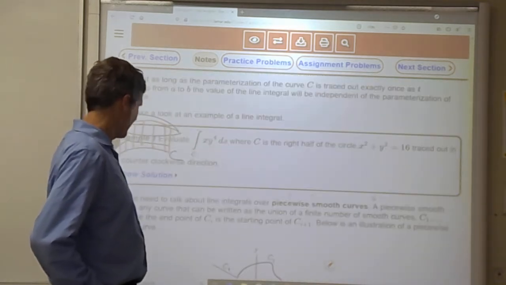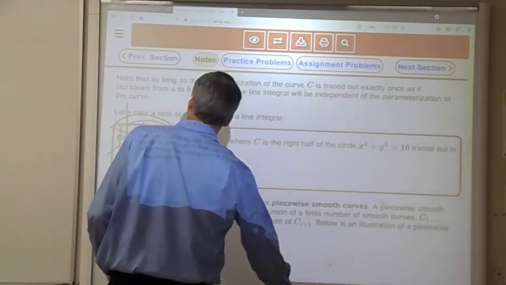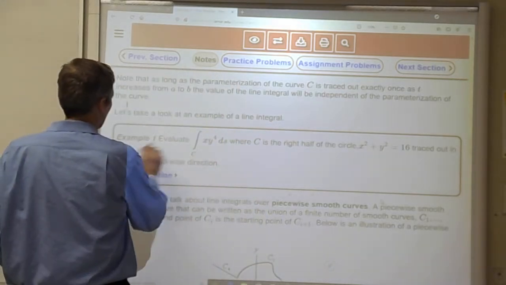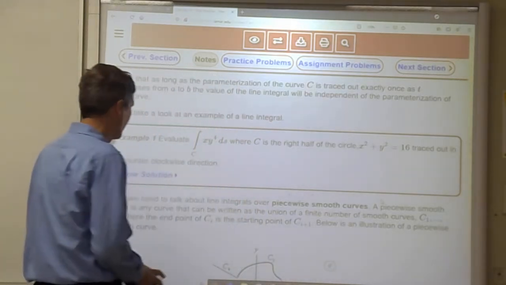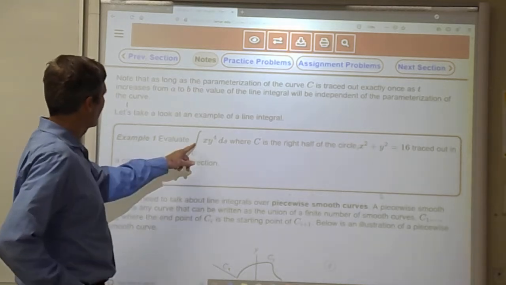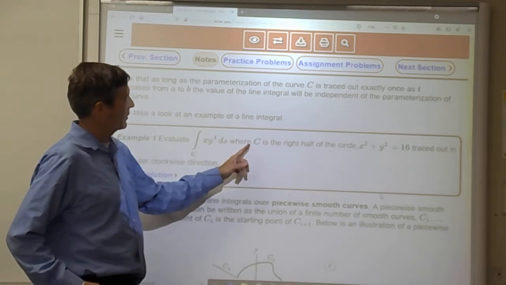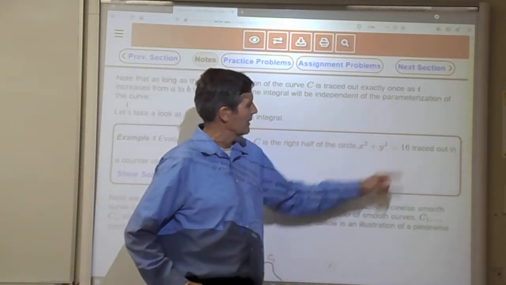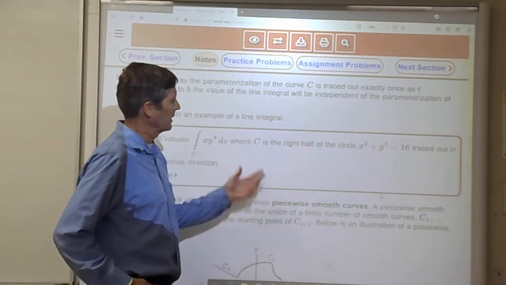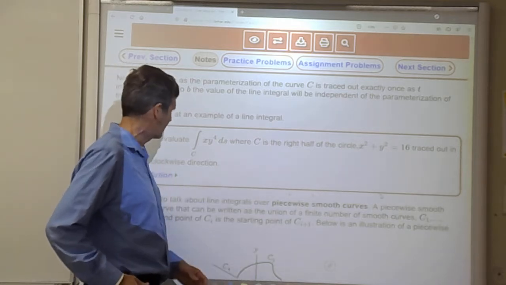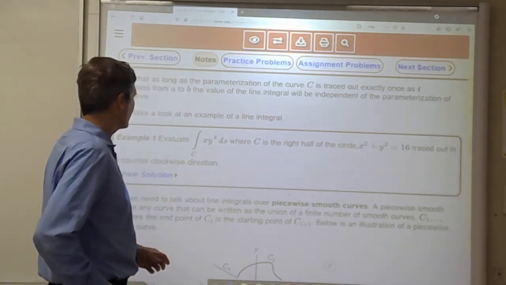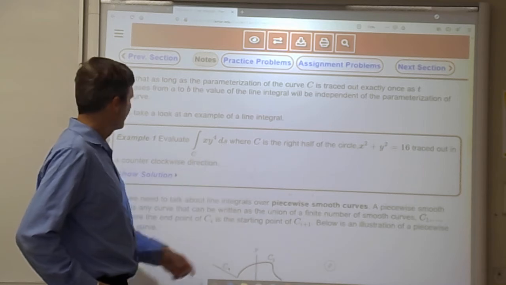And here's an example. Let me erase my marks here. Suppose we want to evaluate the line integral of x y to the fourth ds along the curve that's the circle, x squared plus y squared equals 16. All right, we did a little bit of this last time, and I hope this isn't too much review. How do we do this?